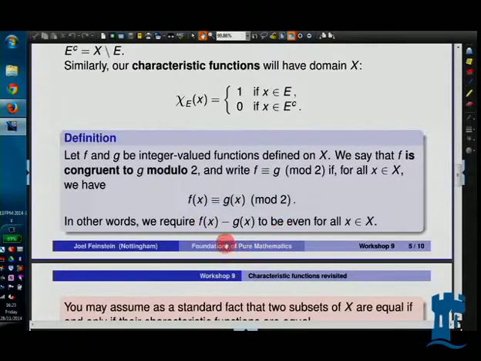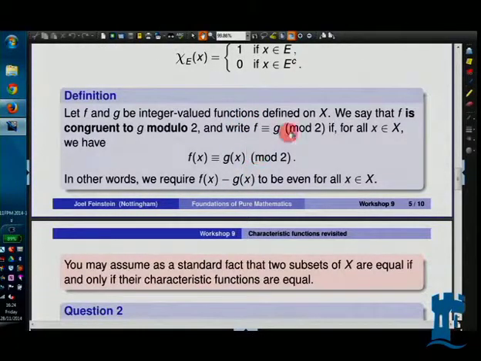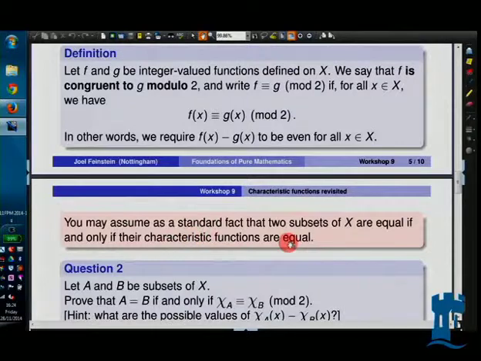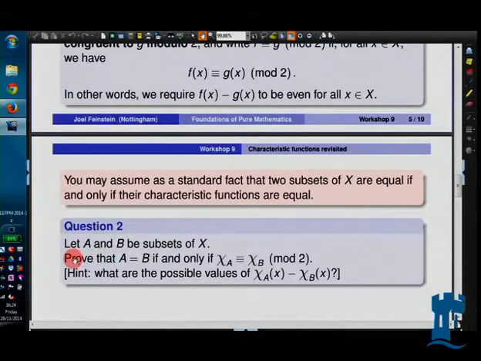But if you move to different points x in your domain, you're allowed to get different behavior. It could be that they're both even in some places and they're both odd in other places. But you mustn't find any x where one of them is even and the other one is odd. Otherwise, they're not functions that are congruent modulo 2. Okay. So I'm going to let you assume, as a standard fact, that two subsets of x are equal if and only if their characteristic functions are exactly equal.